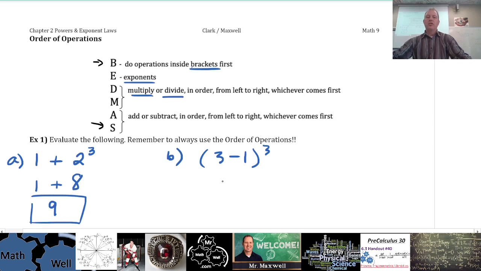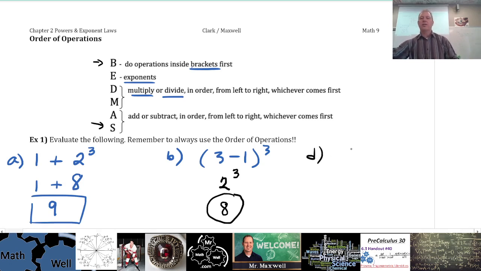Okay, so 3 minus 1 is 2. And I'm going to make sure I cube that. Okay? And 2 cubed is 8. I'm done. That's my answer. Are you guys okay with that? Okay. Very good. All right. I feel like we should get a little bit trickier, though. I've just been too easy on you, so let's do something that's a little bit trickier.